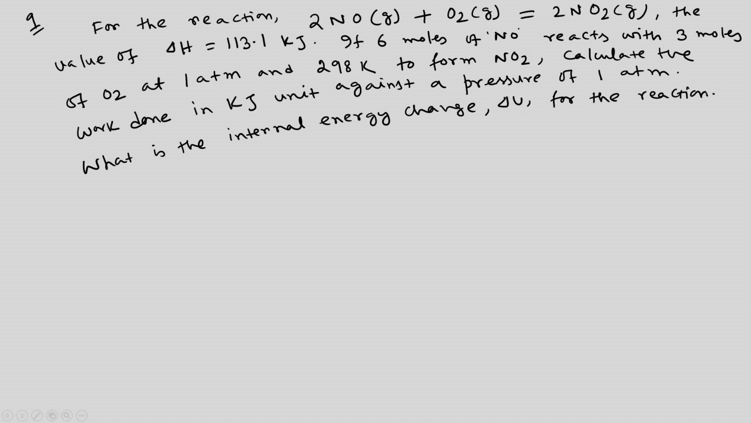Okay. So, problem number 9 says for the reaction 2NO gas plus O2 gas equals 2NO2 gas, the value of delta H is minus 113.1 kilojoule. If 6 moles of NO reacts with 3 moles of O2 at 1 atmosphere and 298 Kelvin temperature to form NO2 gas, calculate the work done in kilojoule unit against a pressure of 1 atmosphere. What is the internal energy change delta U for the reaction? Okay.